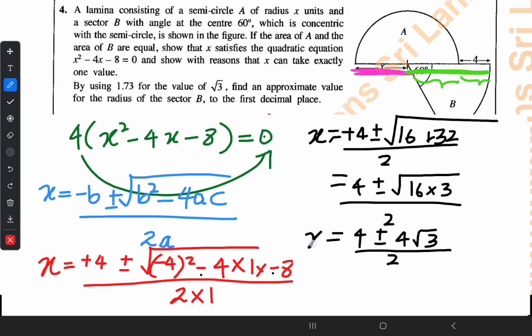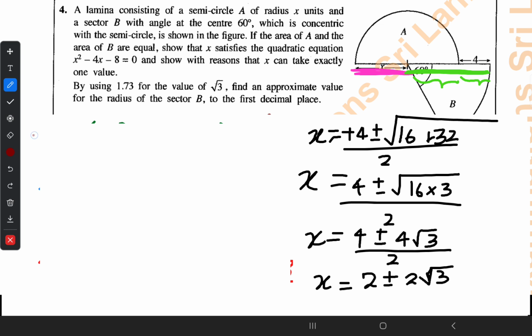Here we will have two answers for x, one with positive and one with negative. Before that, let's divide this: 4 plus or minus 4 square root of 3 over 2. Both can be divided by 2, since 2 is a common denominator, so you should divide 4 and 4 square root of 3 respectively by the denominator 2. Then one answer for x would be 2 plus 2 square root of 3, or another answer for x with the negative: x is equal to 2 minus 2 square root of 3.